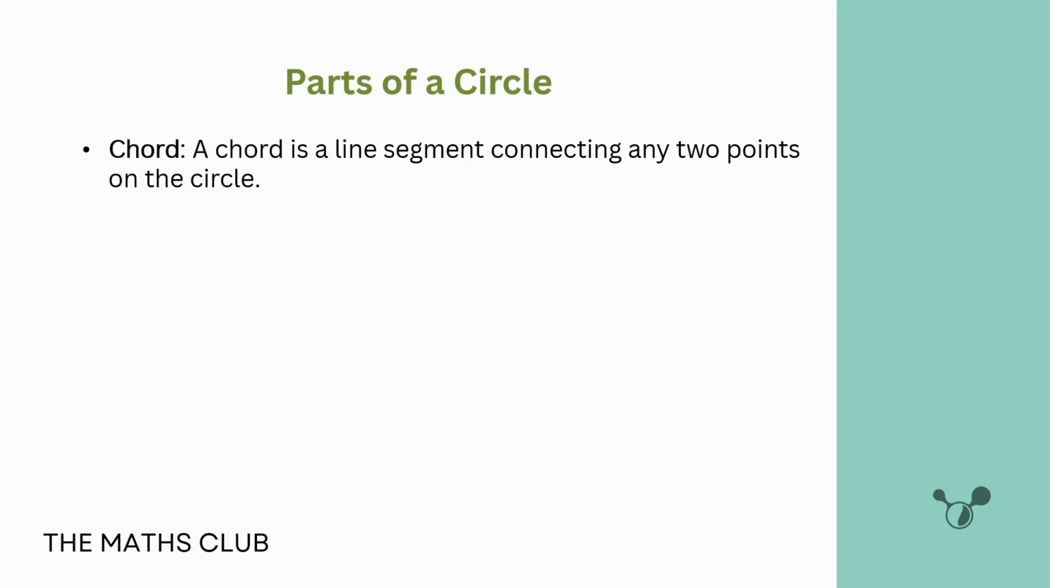So the next point is a chord. So what is a chord? A chord is a line segment connecting any 2 points on the circle. So you can see that if I had a line from here to here, from here to here, as far as connecting 2 points on the circle, it is a chord.